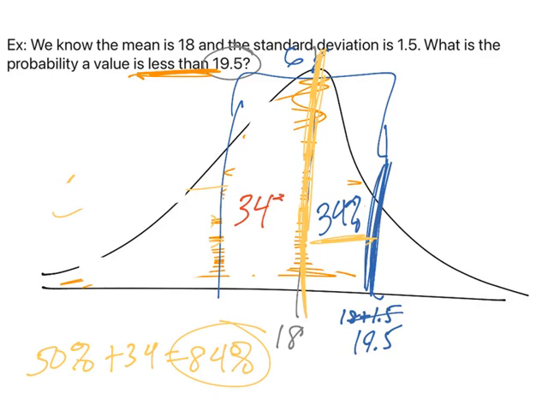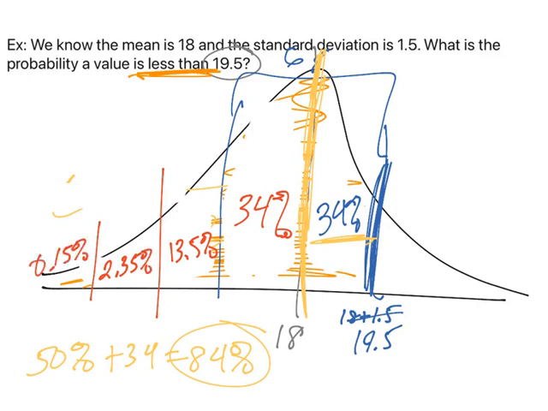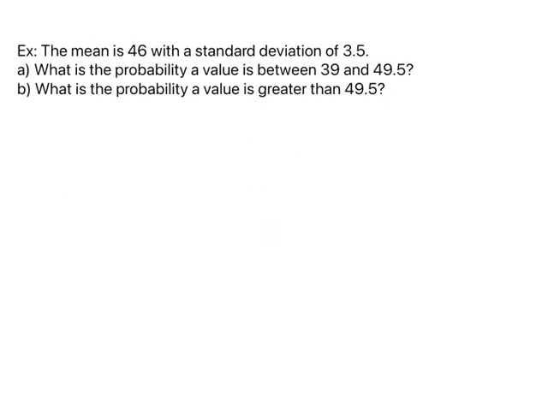We know that 34% is there, and if you do another one, you're at 13.5, and another is 2.35, and the wing is 0.15%. If you don't understand the mean splits it in half, then just add all of these together. You're still going to get 84%. So you can have your picture of the entire empirical rule, and you add up the probabilities that you need for the particular problem. Let's do one more.